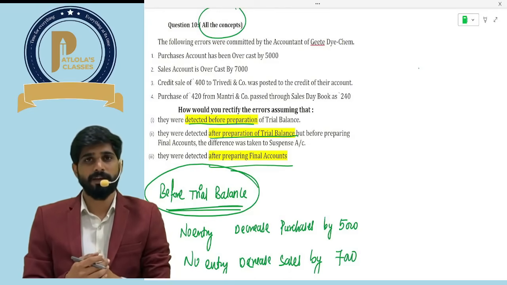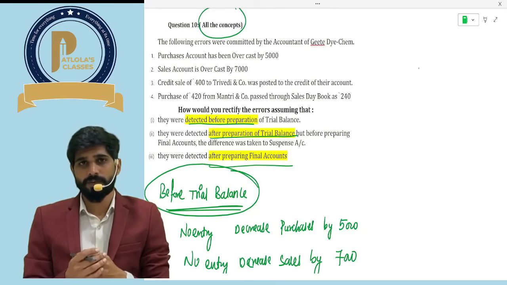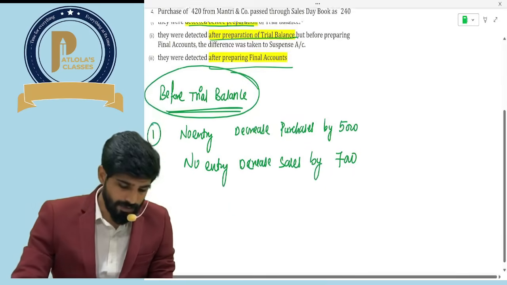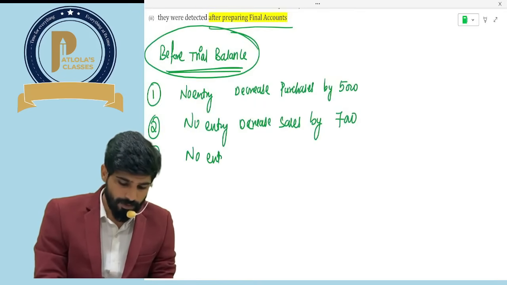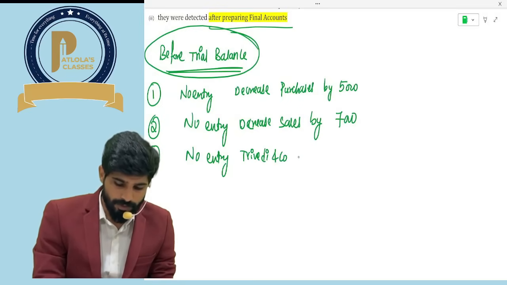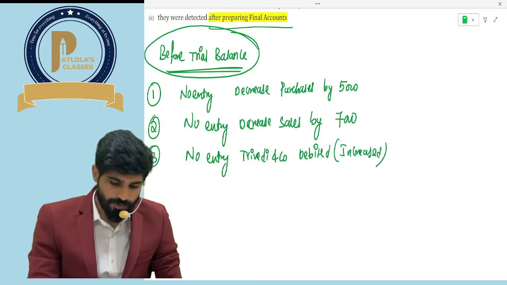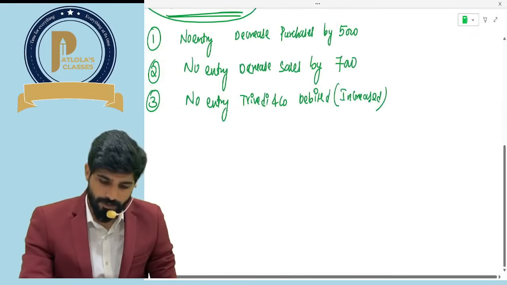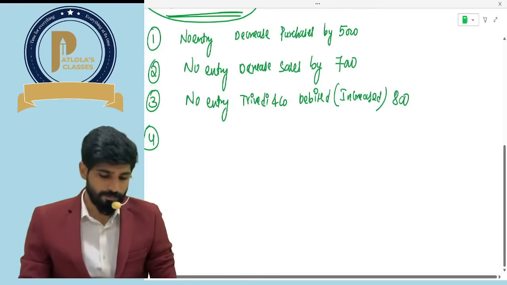Now can I say on debit side it is not taken and it is again taken on credit side? So can I say now Trivedi and Co account has to be increased? No entry is possible. Once again, Trivedi and Co account shall be debited by or increased by how much? 400 plus 400. How much is amount? 800. Okay, come to the last one.